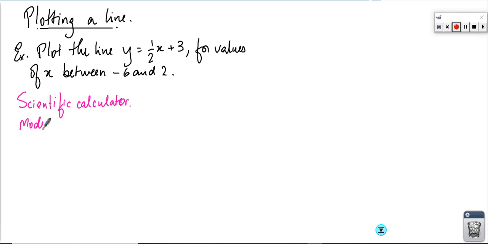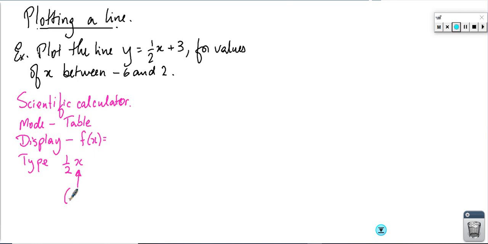Choose your mode, and mode choose table. Okay, your display will show f(x) equals. Now once your display shows f(x) equals, you can start writing down your equation. So now we're going to type the equation. So you're going to type half, you can use your fraction button, x is done by pressing alpha button. It is on the top part of the calculator, and then close brackets. Okay, so it's alpha and close brackets, half x plus 3. Type equals.